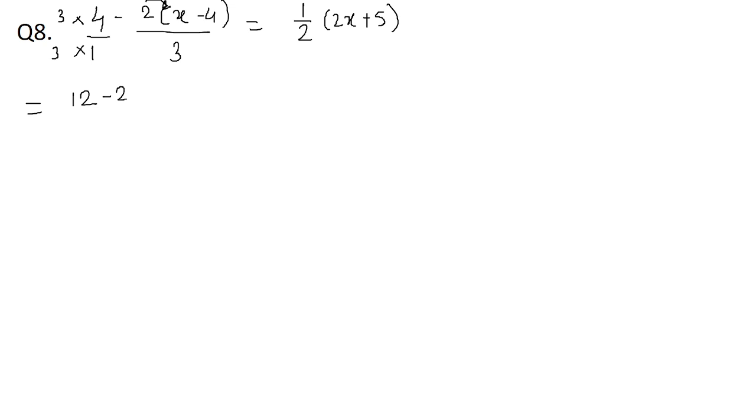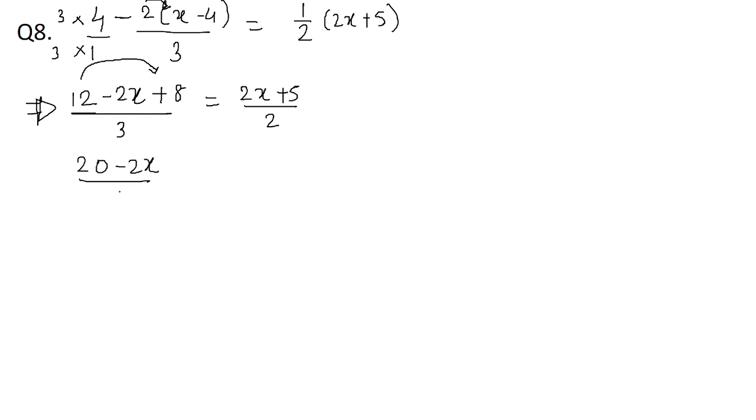Now this will give me minus 2x. Minus 2 into minus 4 will give me plus 8, divided by 3 in common. So this will give me (2x plus 5) divided by 2. Instead of multiplying, I'll first do the operation: 12 plus 8 will give me 20. So 20 minus 2x divided by 3 is equal to 2x plus 5 divided by 2.